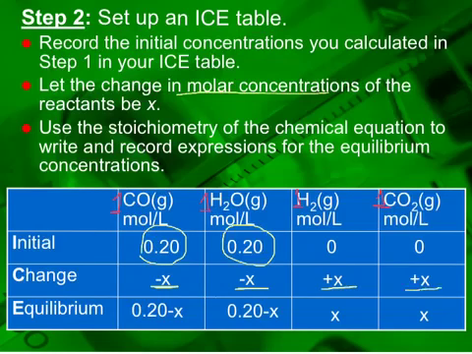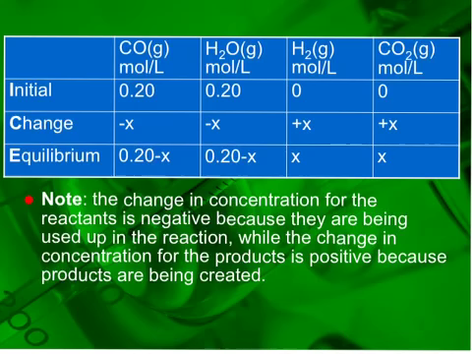Next, we can do the math. At equilibrium, it will be 0.2 minus x for carbon monoxide. For water vapor, again, it will be 0.2 minus x. For hydrogen gas, it will be x. And for carbon dioxide, it will just be x. This slide just reminds us that the changes in the concentration of the reactants will be negative because they are being used up in the reaction, but the change in the concentration of the products is positive because they are being produced.